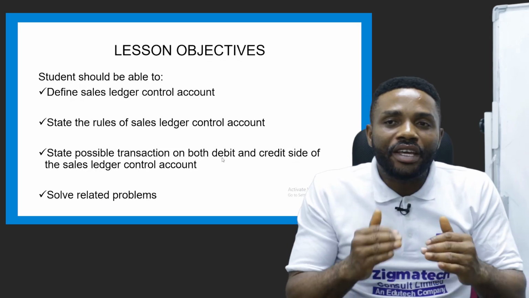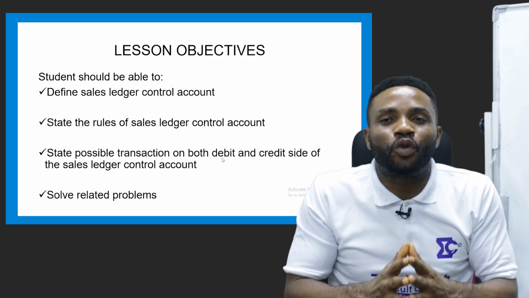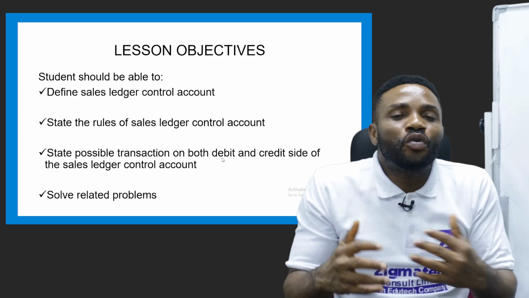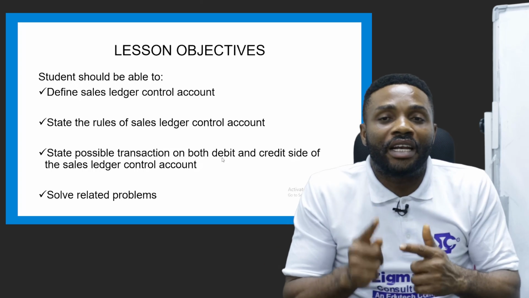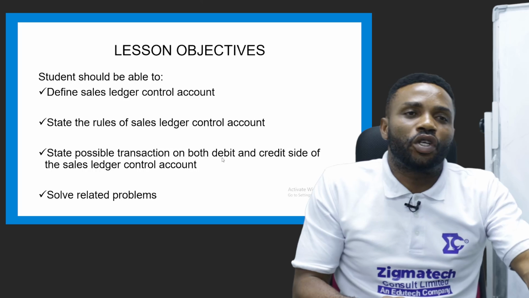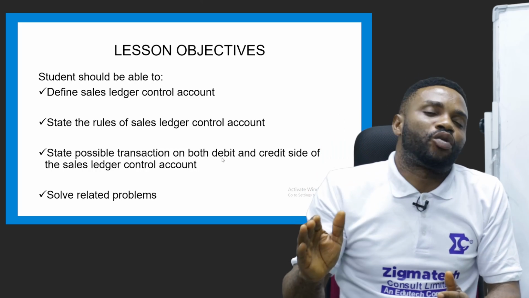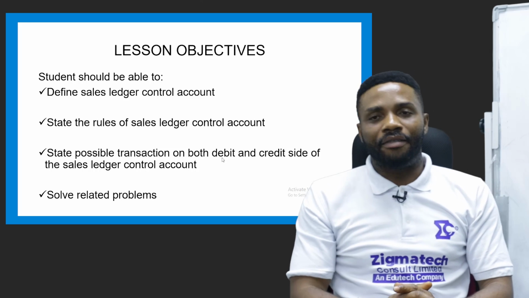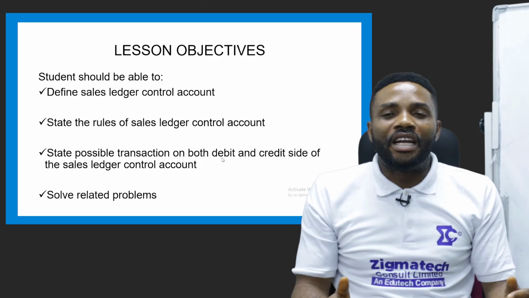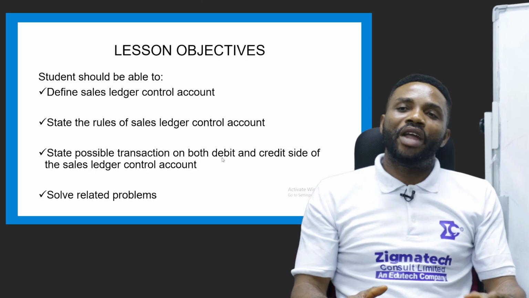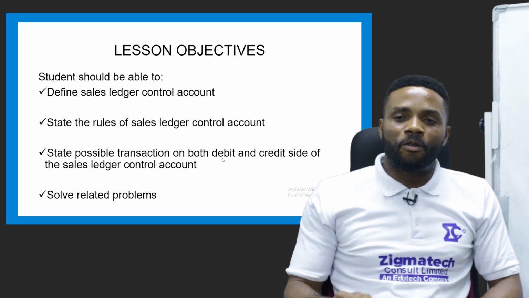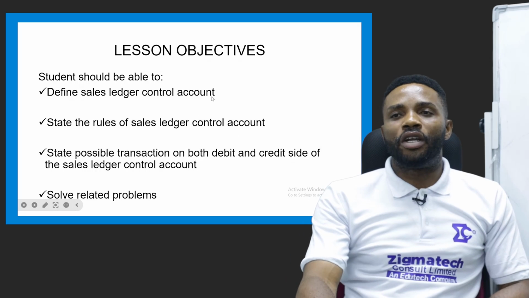So by the time we get to that point, I will encourage students to master it, be rooted and be grounded on it, so that by the time questions come up, you'll be able to identify that this one is what should be on the debit side and this one is what should be on the credit side. And the last on our objective is we are going to solve related problems. By the time we are done, we are now going to check ourselves by trying to solve problems. Now let's take the journey further.